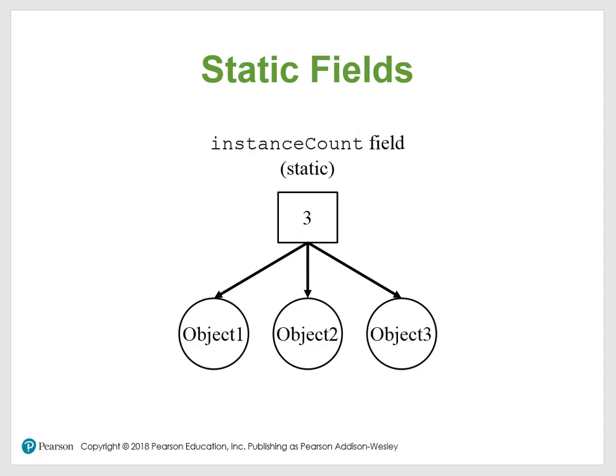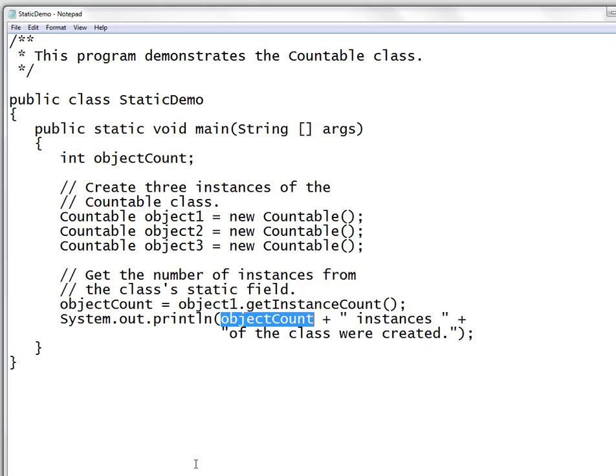Now let's look at your instance count field. Your static number 3. Those 3 are now assigned to object 1, 2, and 3, based off of that static demo that we just looked at. So you look at your static demo. If you created an object count, that object count is assigned 3. You can actually have 3 objects that are pointing to the same static thing.